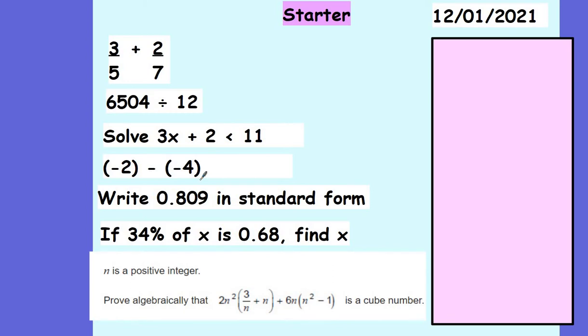Can you write 0.809 in standard form? If 34% of x is 0.68, can you find x? And at the bottom, there's an extension question from a GCSE paper to have a go at. Start by expanding those brackets. That's my top tip for that question.